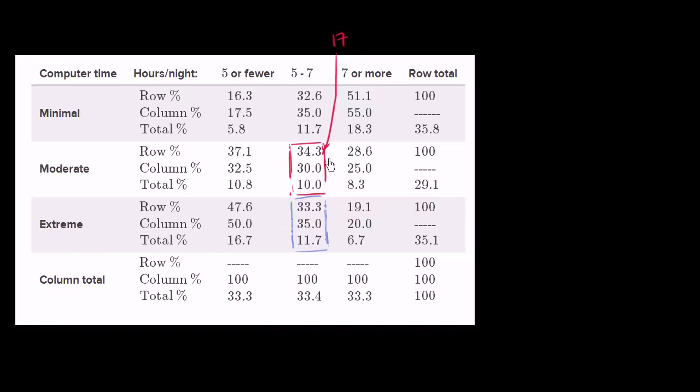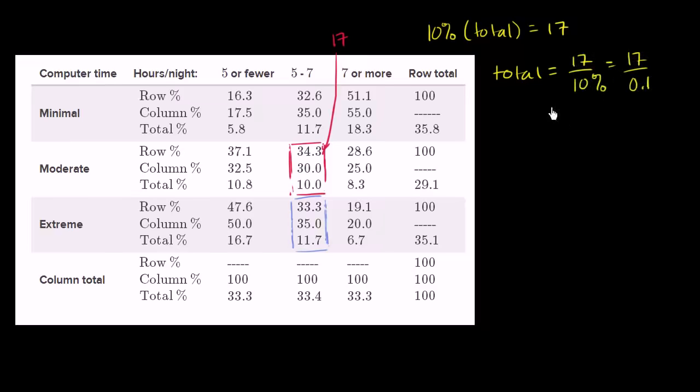We could figure out the total number of people. So 10%, actually let me write it this way. 10% of the total is going to be equal to 17, so the total, just divide both sides by 10%, is equal to 17 divided by 10%, which is the same thing as 17 over 0.1, which of course is equal to 170.